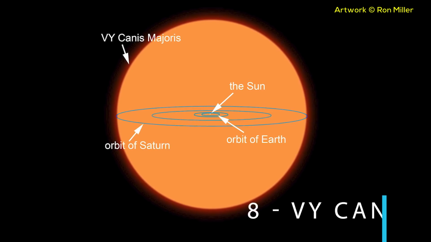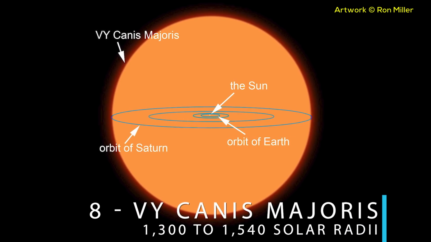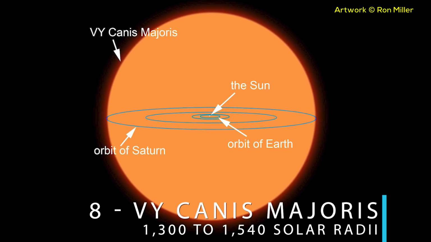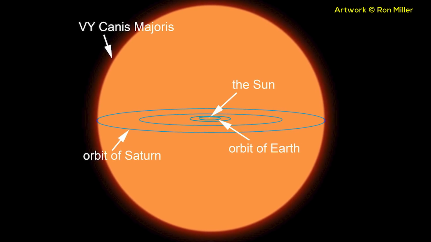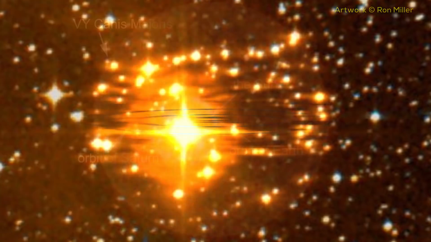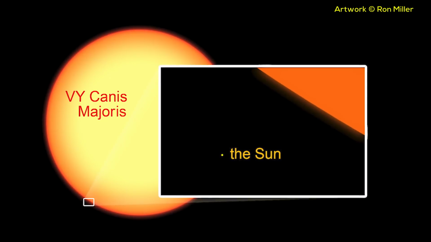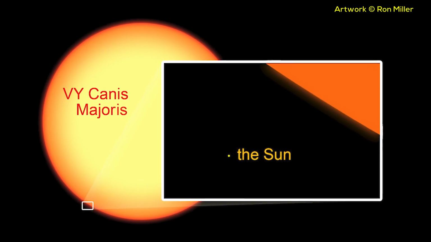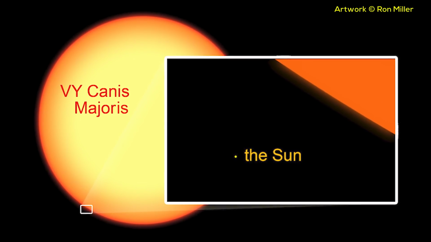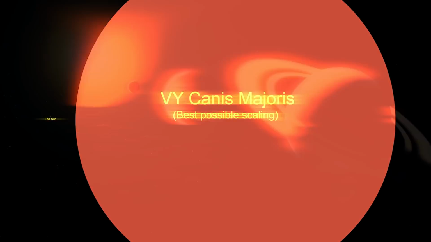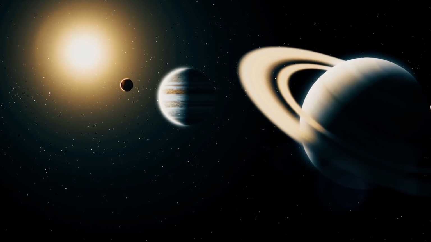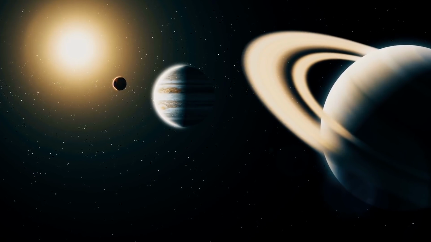Number 8. VY Canis Majoris, 1,300 to 1,540 solar radii, a red hypergiant star that was previously estimated to be 1,800 to 2,200 solar radii, but that size put it outside the bounds of stellar evolutionary theory and was updated. A hypothetical object traveling at the speed of light would take 6 hours to travel around the star's circumference, compared to 14.5 seconds for the Sun. If placed at the center of the solar system, VY CMa's surface would extend beyond the orbit of Jupiter, although there still is considerable variation in estimates of the radius, with some making it larger than the orbit of Saturn.